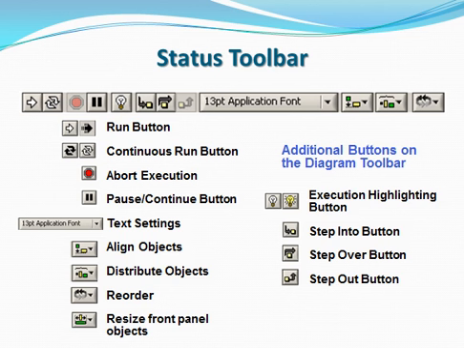And the next one, 13pt application font. It works if we resize our code, then at that time we can use that function. And similar functions we can use: the align objects, distribute objects, reorder, resize front panel objects, execution highlighting button, that is both white and yellow button. And then step into button, step over button, step out button.